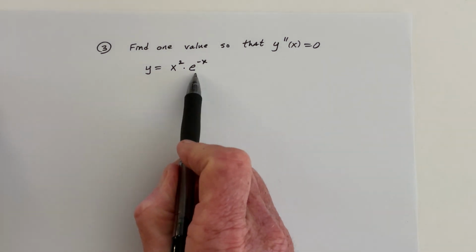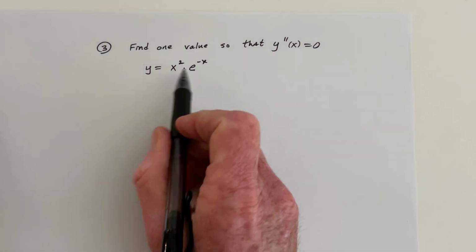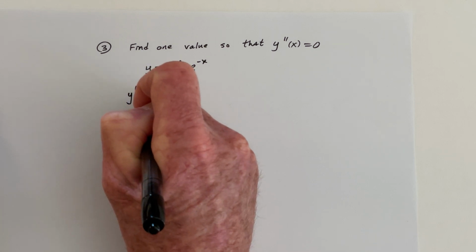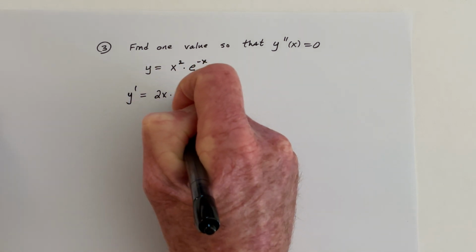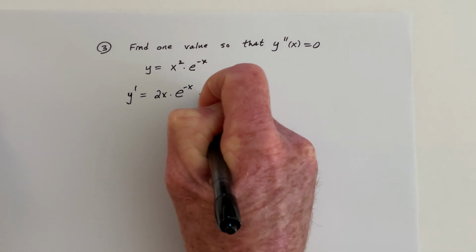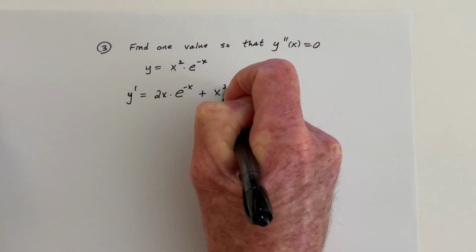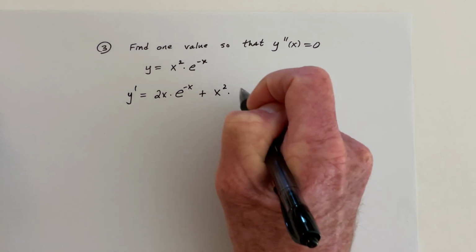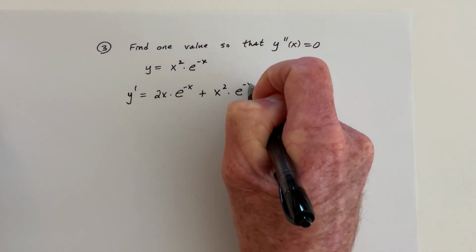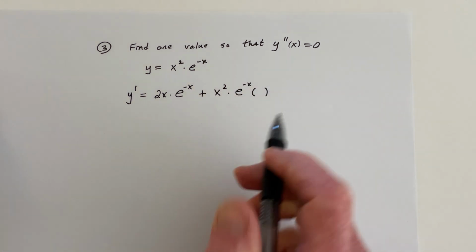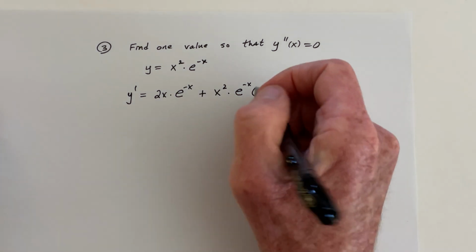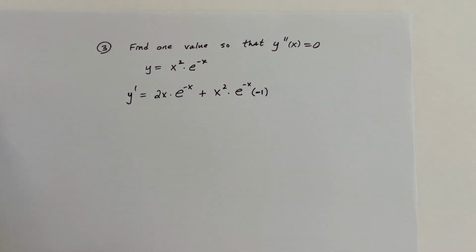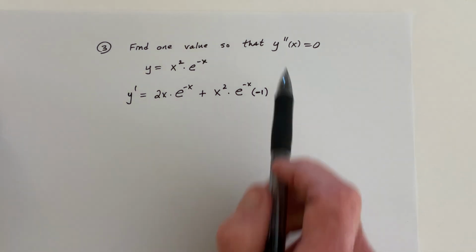So for this, I get to use the product rule. So take the derivative of x squared, which is 2x, and then leave the e function alone, plus now leave the x squared alone and take the derivative of the e function, which is the e function. And then the chain rule says you also need to take the derivative of negative x, which is a -1. And now I need to find the second derivative.